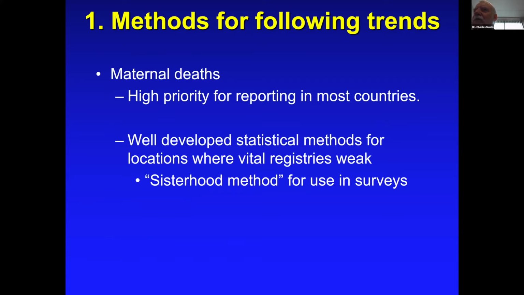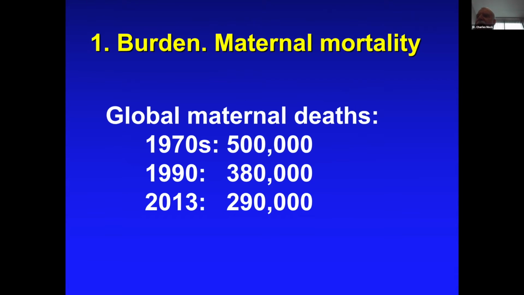So let's start with applying these principles to one field that's done it fairly well: efforts globally to lower maternal deaths. Many countries have made this a high priority, and most countries have a reasonable idea of the maternal deaths that happen in those countries, and there are well worked out methods for this. When vital registries are weak, there are fairly well developed epidemiologic survey methods to get reasonably precise estimates of this burden. So it's a field that has a good information base to work from.